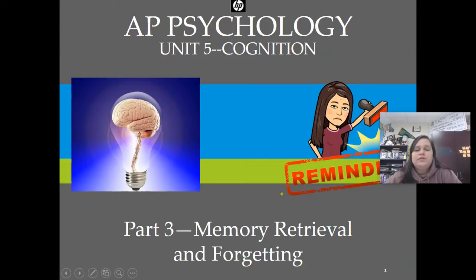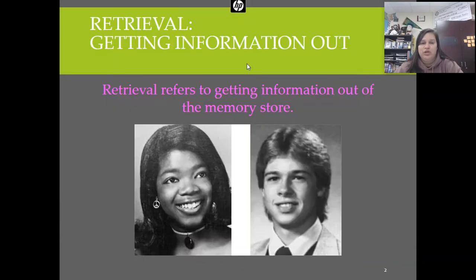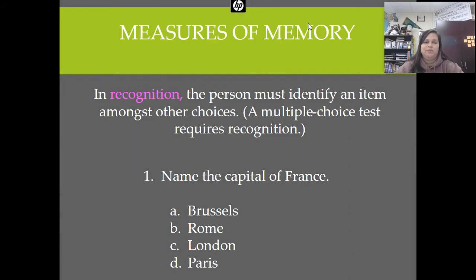Hello, these are flipped notes 5-3 as part of our cognition unit, and we're focusing on memory retrieval and forgetting. My Bitmoji's got a reminder stamp because this section is all about how we try to remember things from memory storage. Retrieval is getting information out of the memory store. So we talked about encoding and then storage, and now we're at the retrieval part.